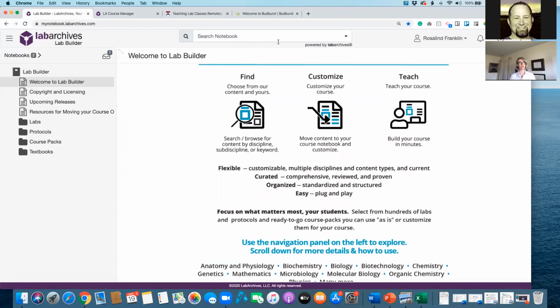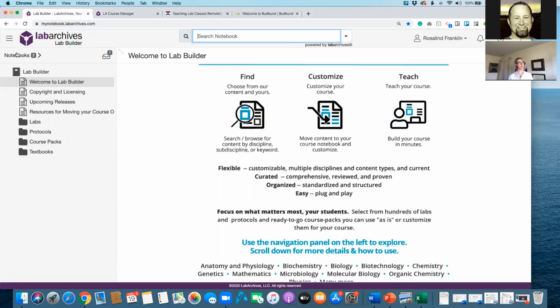If I draw your attention to the top, one of the nice things about working in a digital electronic notebook is that you can search the notebook. You're not having to thumb through pages or look through students' notebooks. You can actually search across the notebook. If you're searching for content inside of our LabBuilder notebook, I've put in tags for anything that's appropriate for online use. So you could search in here for online, and anything I've tagged for online should pop up for you.